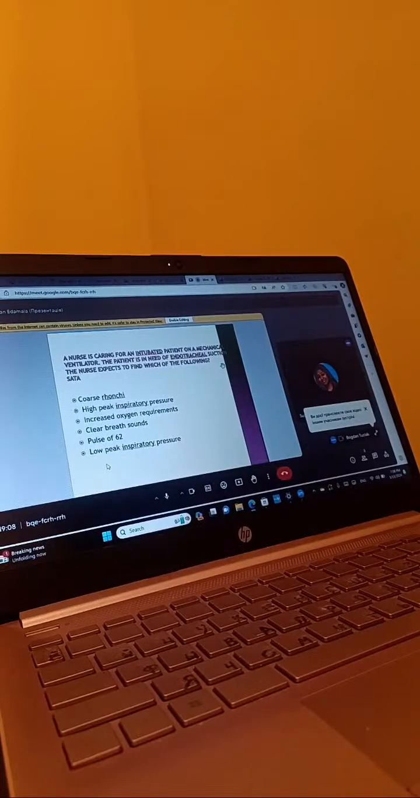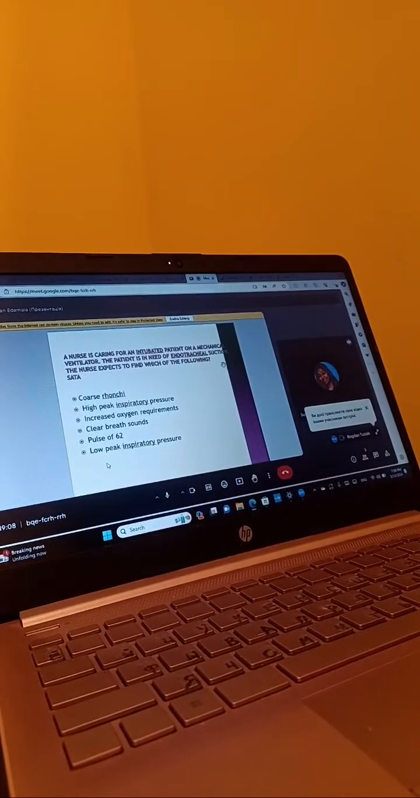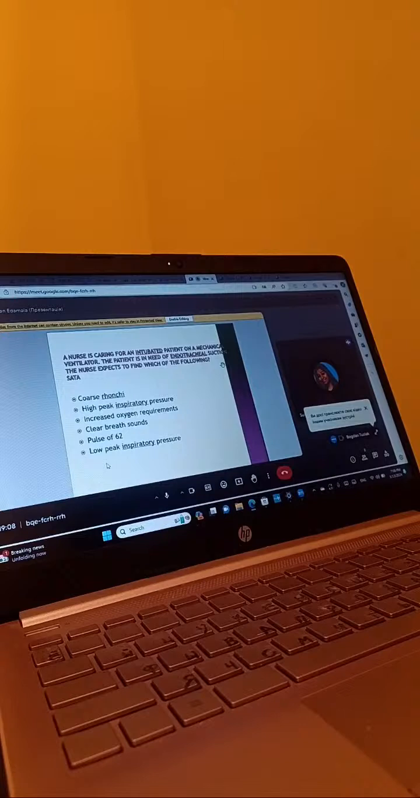Also, the other time is increased oxygen requirement. How will you know increased oxygen requirement? You are keeping the patient on 40%, say the patient was stable on 40% oxygen. Suddenly the patient's SpO2 is going down. You didn't change anything, but the saturation is going down. Then you think, what is going on? Maybe there is some secretion. Let me suction and see. So when they have increased oxygen requirements, you have to suction.